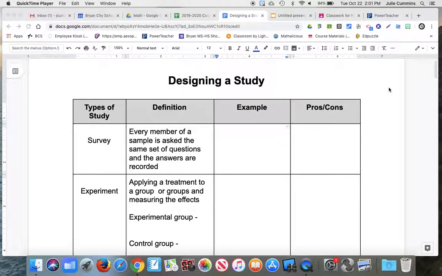Today we're going to talk about how to design a study and different types of studies that you can create. So the first part of your notes here is just the three main types of studies that we can have.